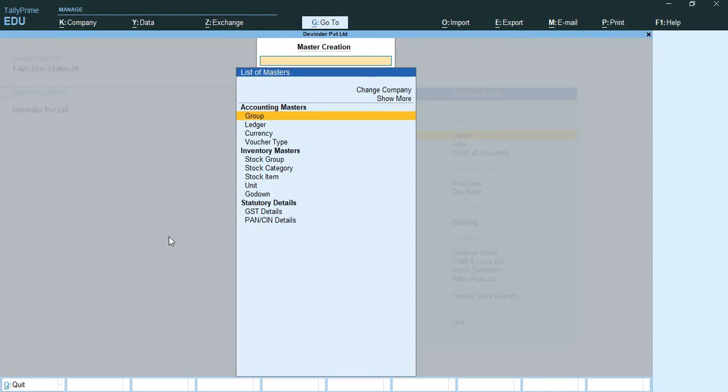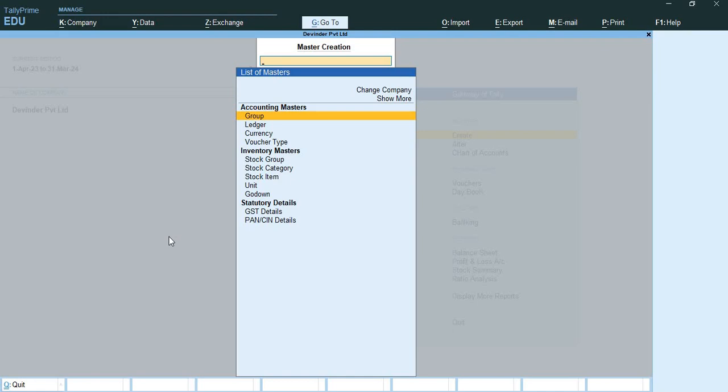Alright. The next item is godowns. It is a place and location and warehouse or a rack where the stock items or goods like raw materials, semi-finished goods and finished goods are stored.